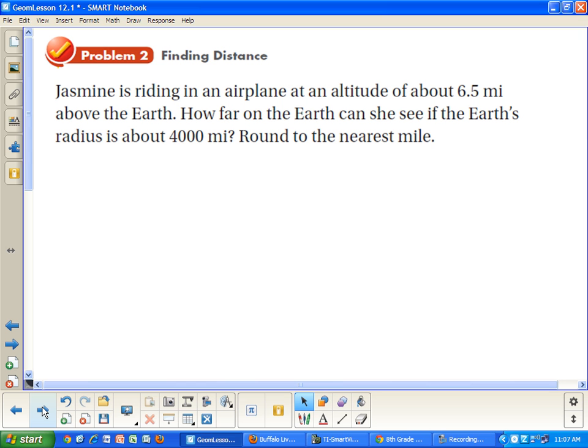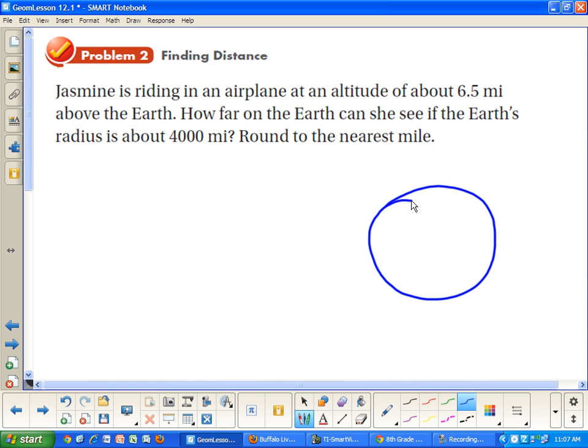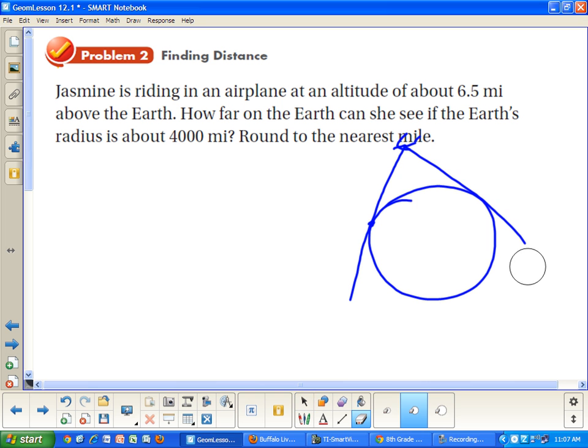All right, we're going to use this idea to help us solve this problem. It says Jasmine is riding in an airplane at an altitude of about 6.5 miles above the Earth. How far on the Earth can she see? If the radius of the Earth is 4,000, so let's say this is the Earth. Here's her airplane above the Earth up here. She can see to a point that's tangent to her airplane. So there's her airplane. And she could see either side, but we only need to know one of those to solve this problem, so I'm going to erase that one.